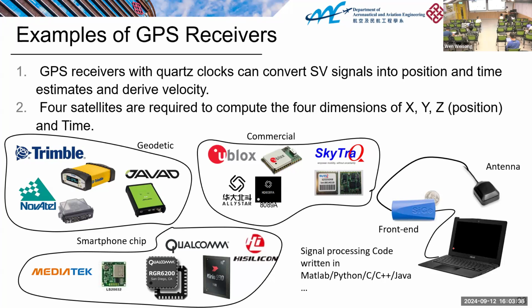So if we decompose these receivers, it can be like this. So this is the antennas, to receive the radio signals from the sky. So this is the front end. The front end can do some signal acquisition stuff. So this is the computers to do the processing. Maybe you can use MATLAB. As I mentioned last week, maybe in the future Python will gradually replace MATLAB. You use C plus Java for Android smartphones. You can use Java to do the positioning.